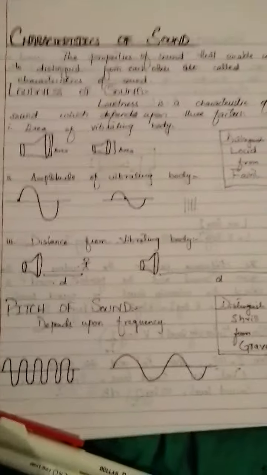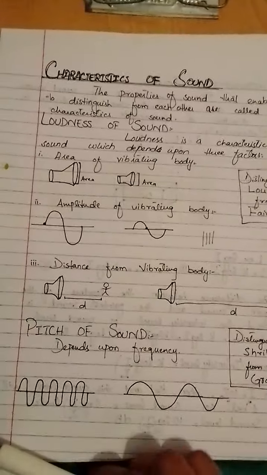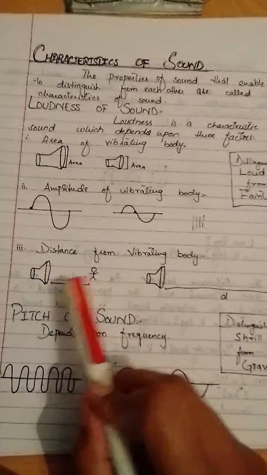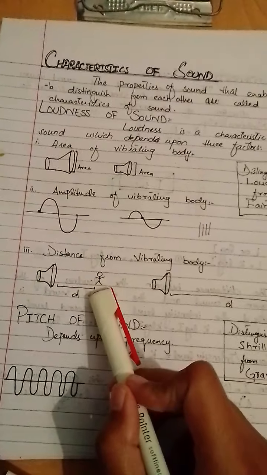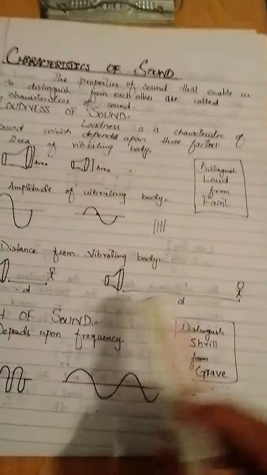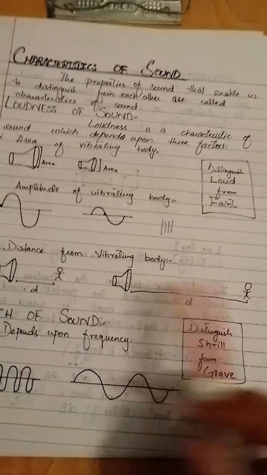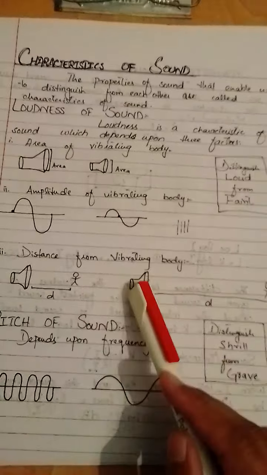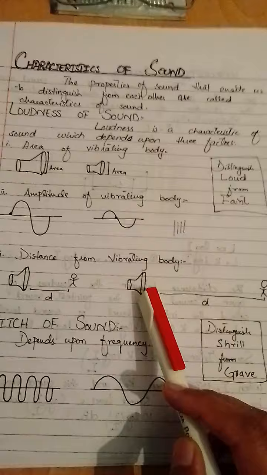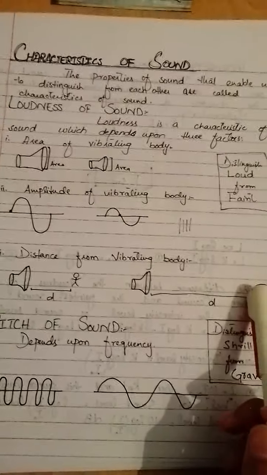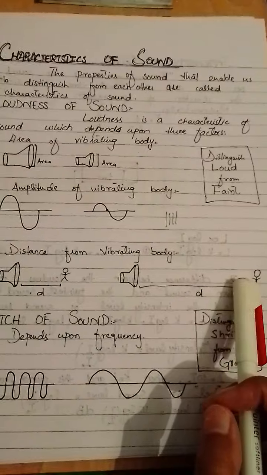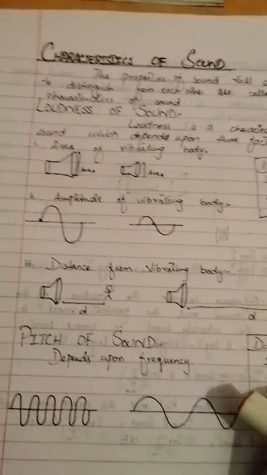The third factor will be the distance from the vibrating body. That's pretty sensible because when a person is near the vibrating source, they will hear a louder sound. But when a person is at a distance much greater than the previous one from the vibrating body, then they will hear a fainter sound, a sound of low loudness. Okay, so why does it happen?